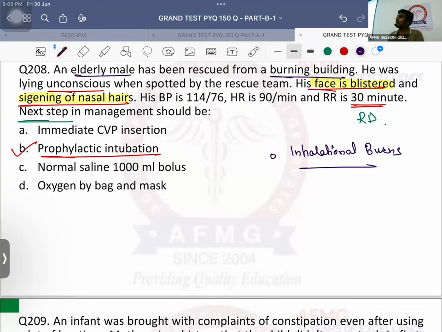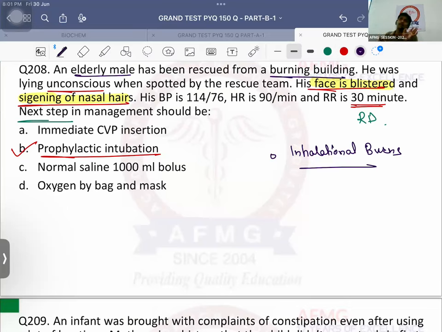Then we can take care of hypovolemia as well. Kyunki most common cause of immediate death in burns, asphyxia or hypoxia, followed by neurogenic shock. Most common cause of early death in burns is hypovolemic shock. Usually for early death, that means the patient dies within 24 to 48 hours. Hypovolemic shock immediate death nahi karta hai, early death karta hai. So pehle hypoxia ko manage karo, phir hypovolemic shock pe jao. Theek hai, so that's important.